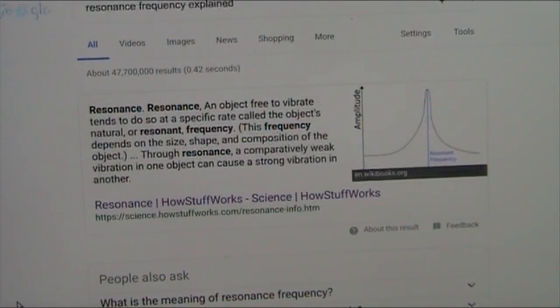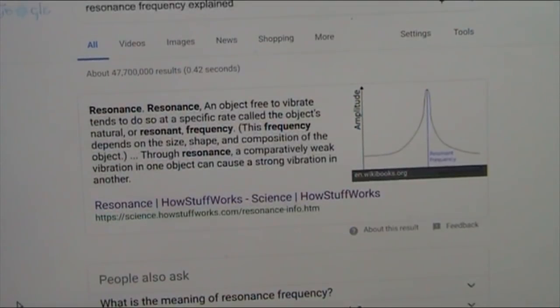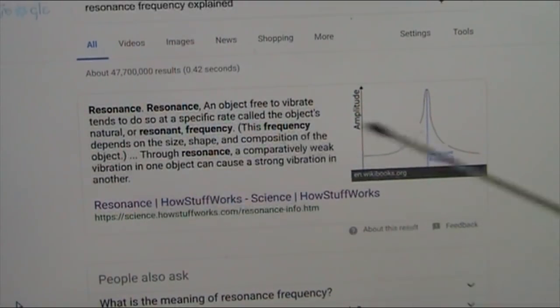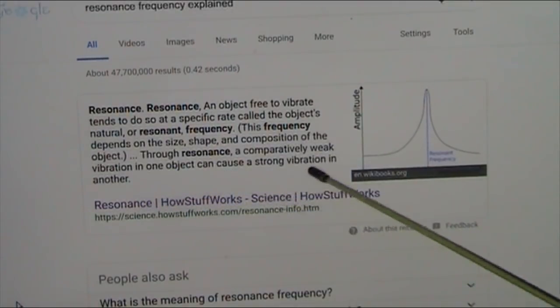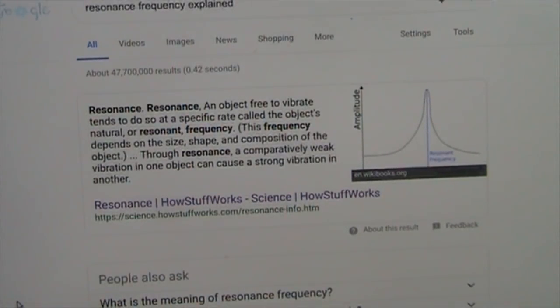Now, why does that happen? What sets up that natural resonance? That's the key. How does that happen? So let's talk about the real part, because they go right on from that. With resonance, a comparatively weak vibration in one object can cause a strong vibration in another. What sets up that vibration, the resonance? Why does it want to vibrate at that specific frequency? It's because of the molecular attachments, and the way they bond together sets up a fabric. Some fabric flaps this way, and some flap that way, and that's the way it works. That's what frequency is. That's what resonance is.